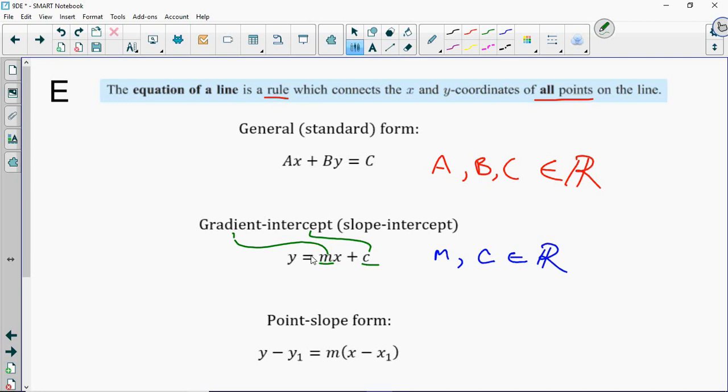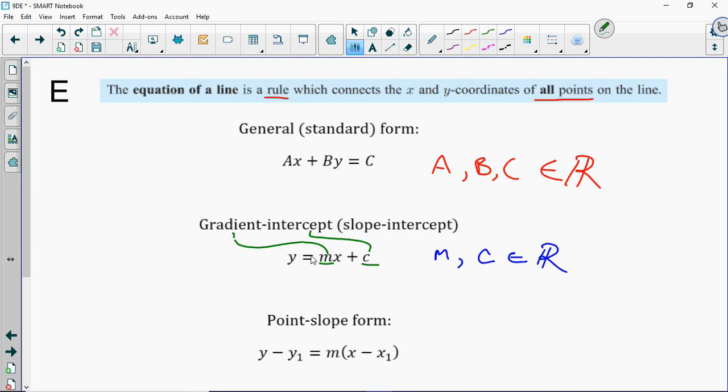Gradient intercept form is really nice because I can tell immediately by looking at it what is the slope of the line and what is its y-intercept. And for our purposes dealing with just two-dimensional flat plane geometry, that's really nice. That's super, super helpful. I have to think a little bit harder when I see an equation in general form to work out what should this line look like. So for us, gradient intercept is amazing.